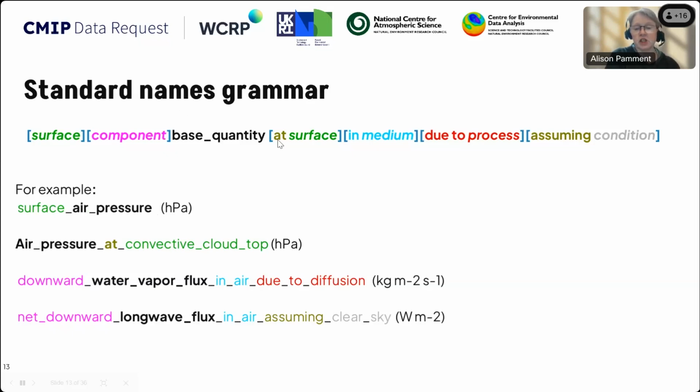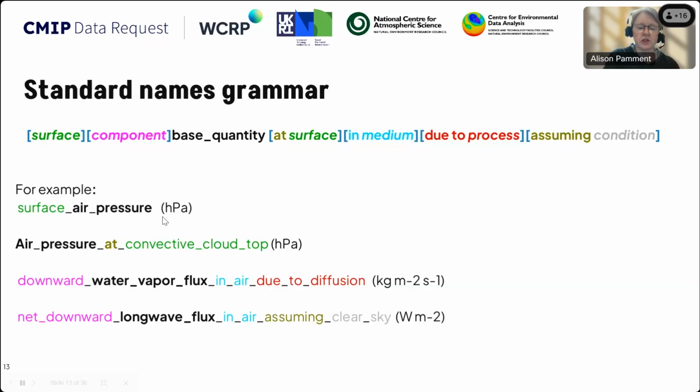But then we can add some additional qualifiers to describe that more precisely in the standard name. So in the first example, we've added the qualifier surface. Surface in this case would be defined as the lower boundary of the atmosphere. So we've got surface air pressure. We do have some special named surfaces in CF. Surface is one of them. Tropopause would be another example, top of atmosphere. So there are a few of those, cloud base, cloud top, things like that.